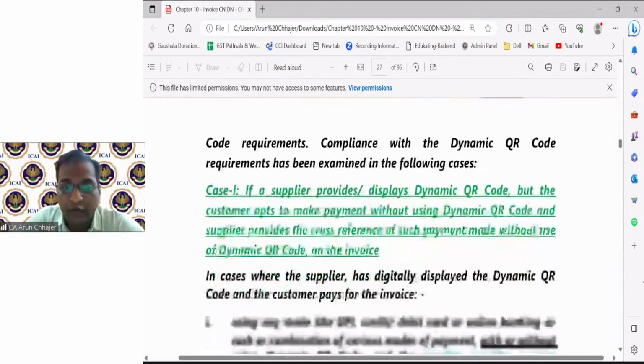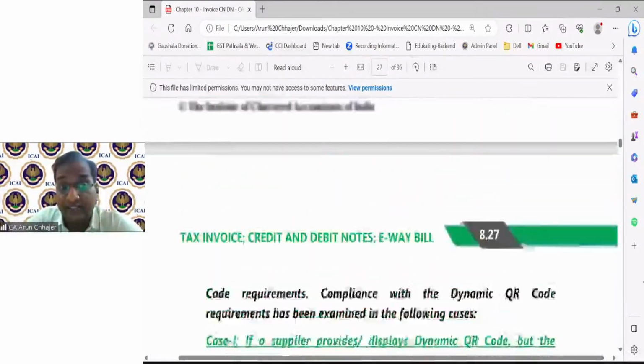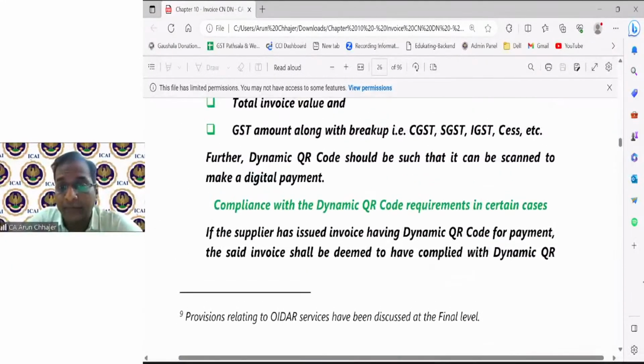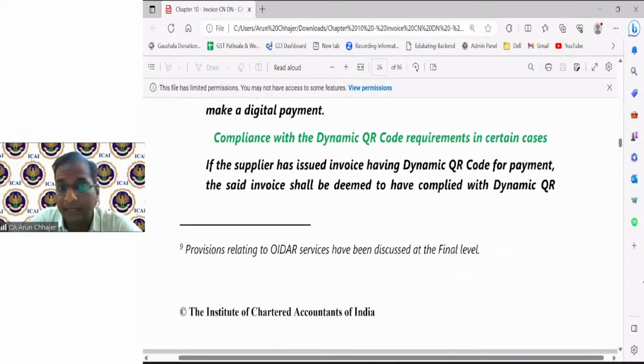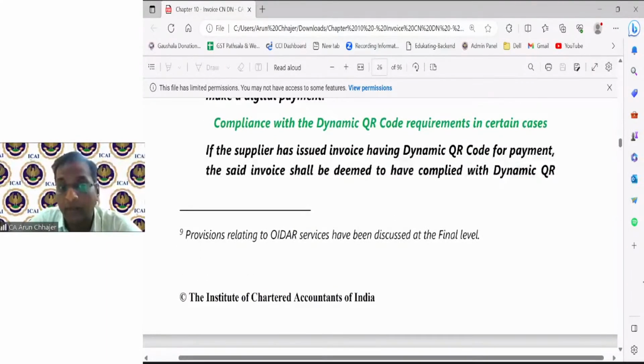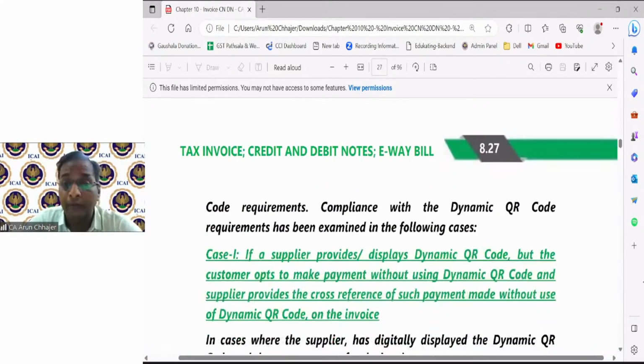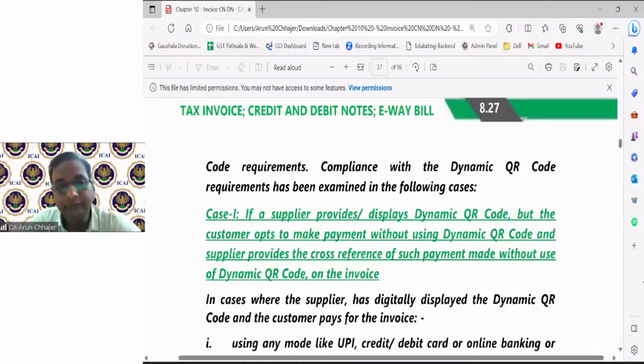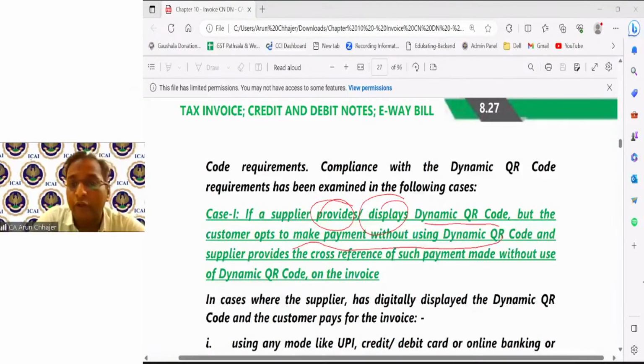Now, case 1. What we are discussing is compliance with the dynamic QR code requirement in certain cases. If the supplier has issued the invoice having the dynamic QR code for payment, said invoice shall be deemed to have been compliant with dynamic QR code. Situation number 1. If the supplier provides or displays the dynamic QR code, but the customer opts to make the payment without using the dynamic QR code, and the supplier provides the cross reference of the payment made without the dynamic QR code on the invoice, it will be deemed that such compliance has been made by the supplier.